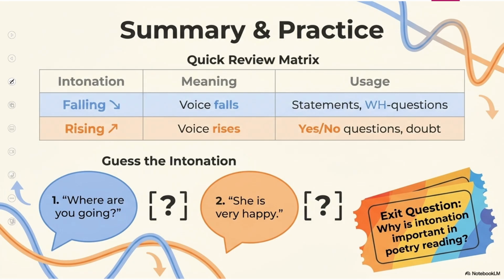Now, this is the brief summary. Intonation basically has two types, falling and rising intonation. Meaning of the intonation: voice falls and voice rises. Usage: falling in statements and WH questions, and rising intonation in yes-no questions or doubts. Guess the intonation. This is the question. I hope you have understood what intonation is, falling and rising intonation as well.